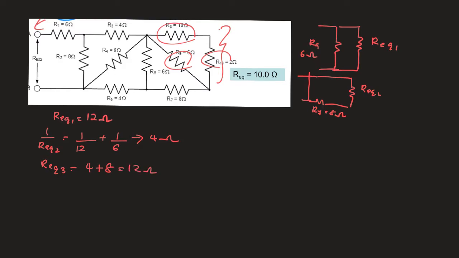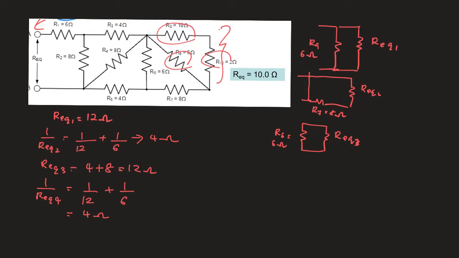Okay, so the combination here, make sure you always put it in the vertical position, is going to be parallel with the R6, which is 6 ohm here. The combination here is going to be R equivalent 3. Because it's parallel, we are going to use 1 over R equivalent 4, which is 1 over 12 plus 1 over 6. So you are going to get 4 ohms.